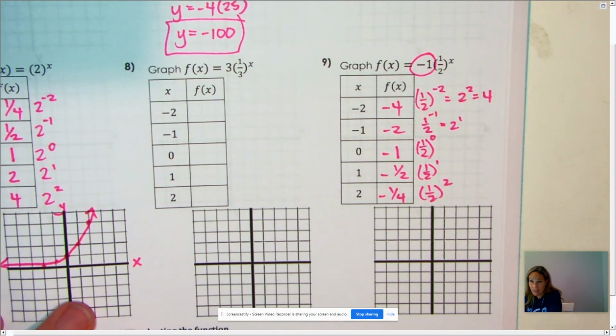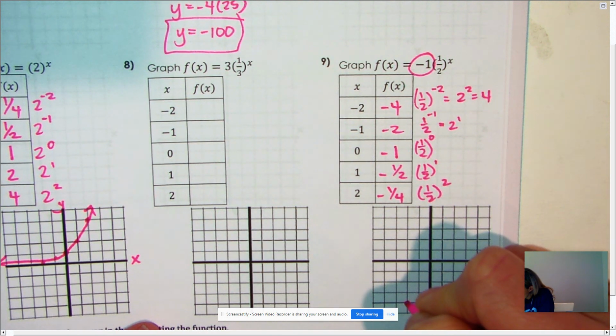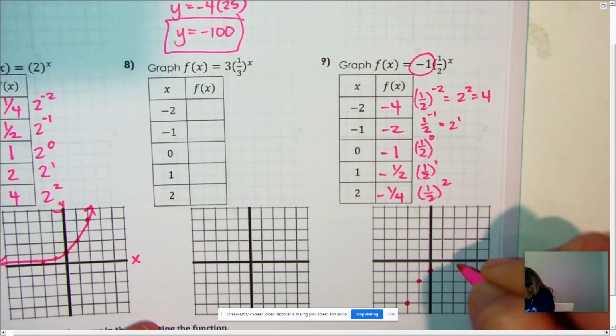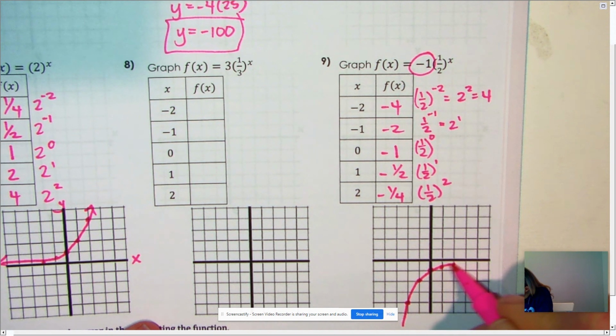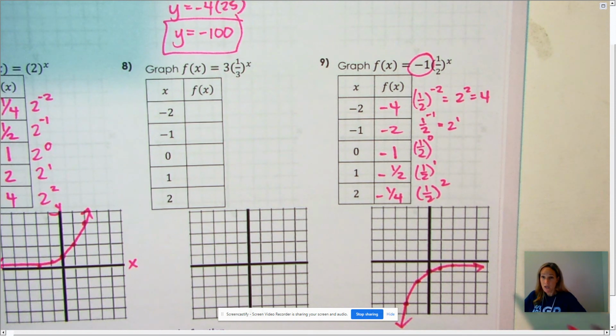Okay, so now we're going to graph that, see what it looks like. At -2, I've got -4. At -1, I've got -2. At 0, I've got -1. 1 is -1/2, and 2 is -1/4. And then we graph those. Remember, we have that super fun word asymptote. It gets closer and closer and closer to the line, but doesn't cross it.